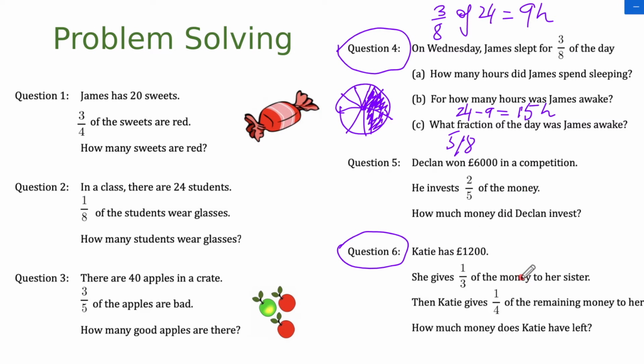Now if we look at question 6, Katie has 1,200 pounds. She gives a third of the money to her sister. So first we have to find out how much is a third. 1/3 of 1,200, you divide that by 3, that's 400 pounds. So that's 400 pounds. Then Katie gives 1/4 of the remaining amount to her brother, I think.